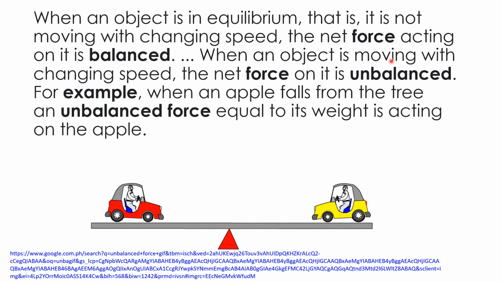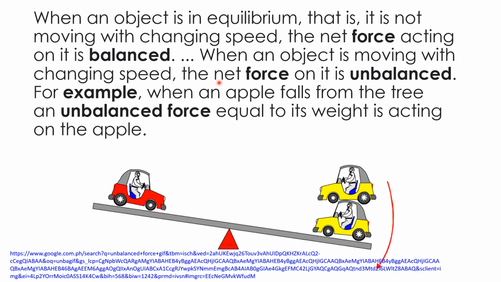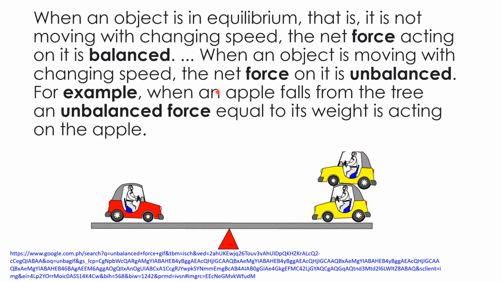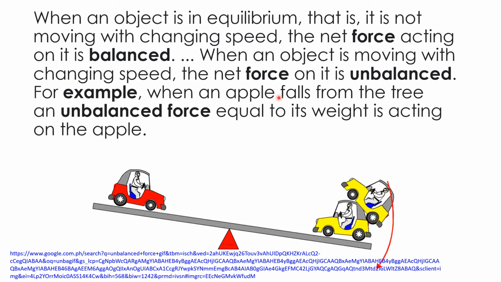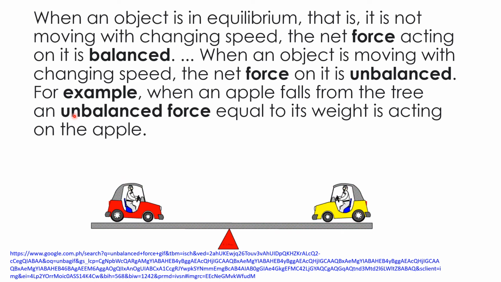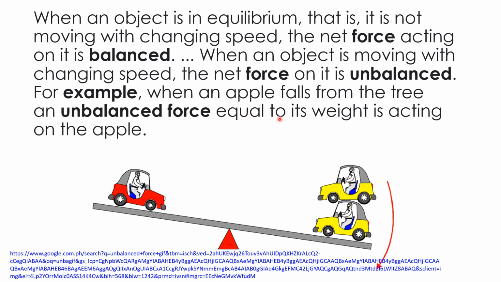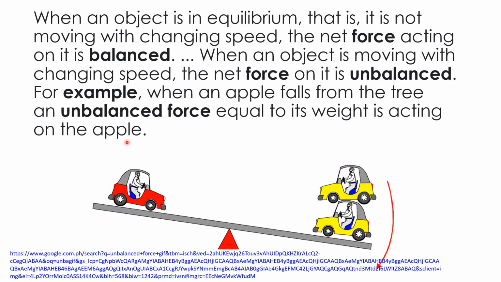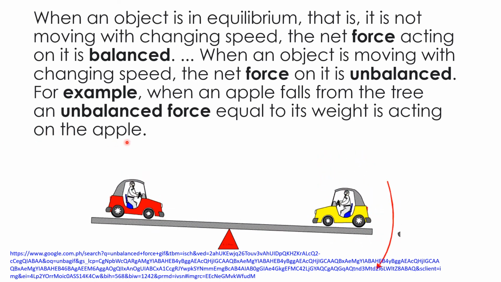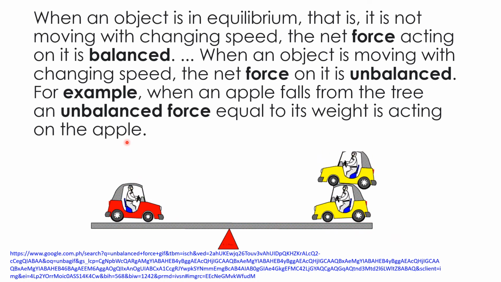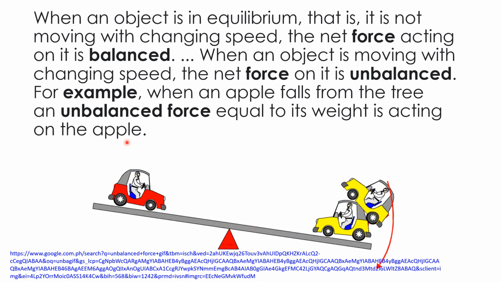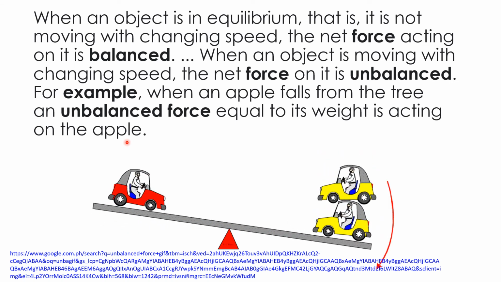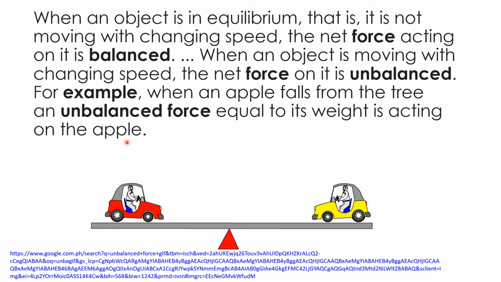When an object is moving with changing speed, the net force on it is unbalanced. For example, when an apple falls from the tree, an unbalanced force equal to its weight is acting on the apple. So, ibig sabihin, dun sa force, meron tayong balanced force and unbalanced force. Pag balanced force, there is no movement. Pag unbalanced yung force, there is a movement.